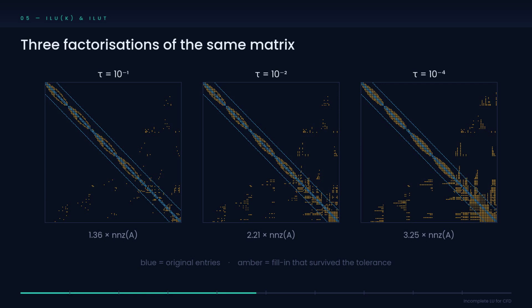Here are 3 incomplete factorizations of one matrix. On the left, tau equal to 1/10, barely denser than A itself. In the middle, 10 to the minus 2. On the right, 10 to the minus 4, at 3¼ times the non-zeros of A. You are watching the accuracy versus memory dial turn.